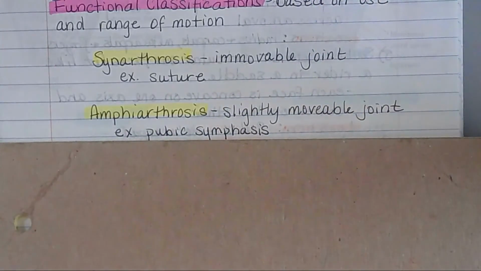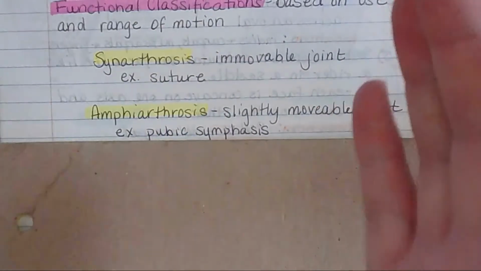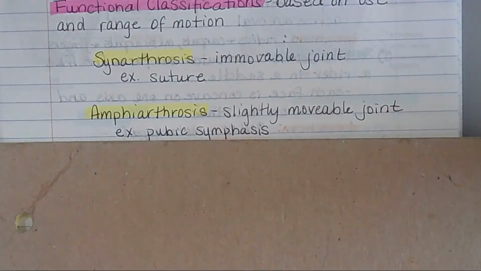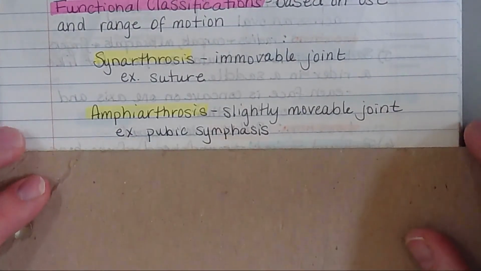Your pubic symphysis is an example where you have kind of an amphiarthrosis. As you walk, right, your hip joints will actually sway and move, so there is a little bit of flexibility in that particular joint. Okay.